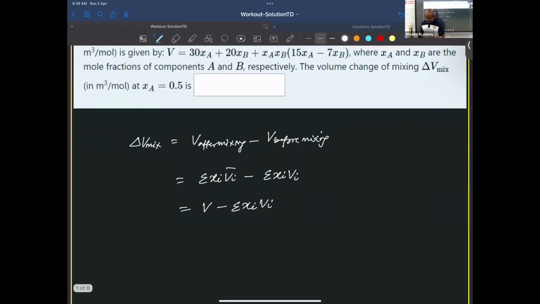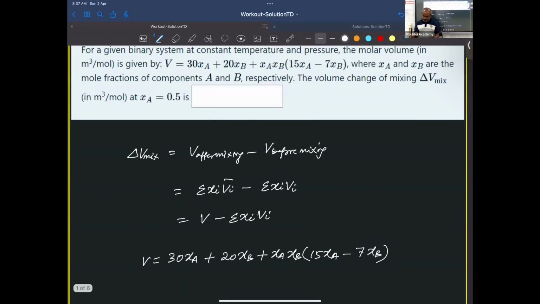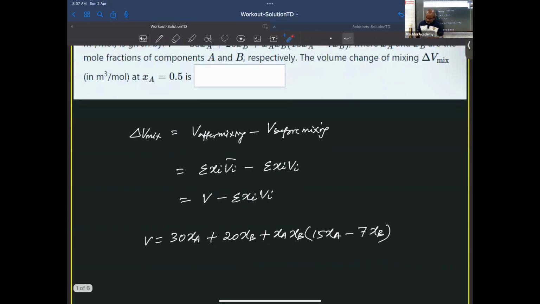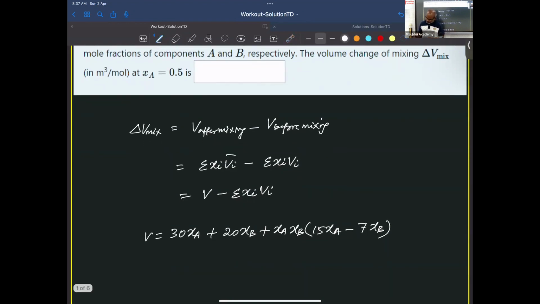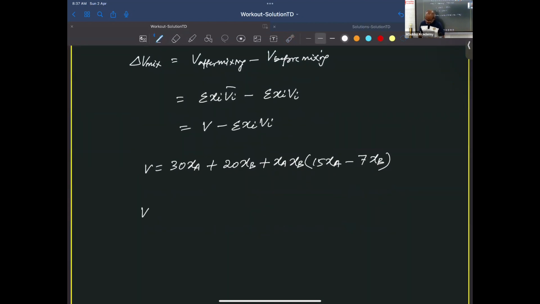V equal to 30xA plus 20xB plus xA xB multiplied by 15xA minus 7xB. That is the expression of V, and we need to know this Vi, that is the pure component molar volumes. So what is meant by pure component molar volume? Say V at xA equal to 1. What is the meaning of that? We will be getting only component A alone present. V at xA equal to 1 is nothing but VA here, because we have VA and VB.